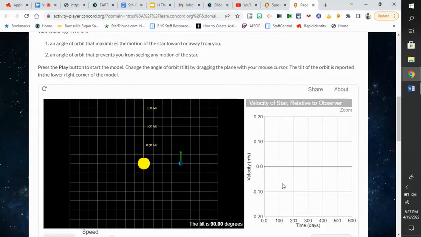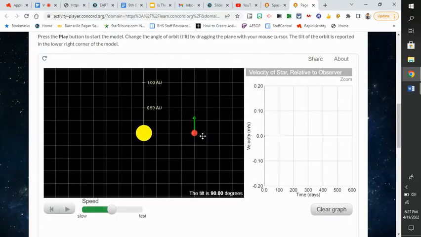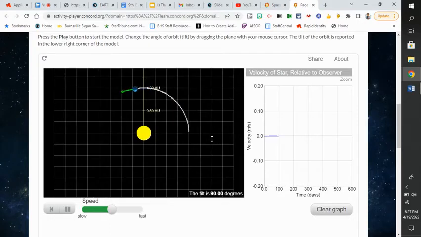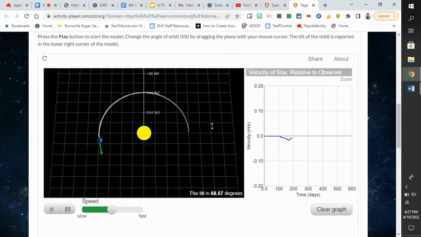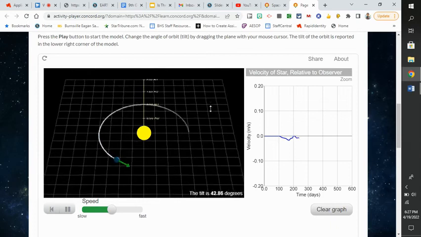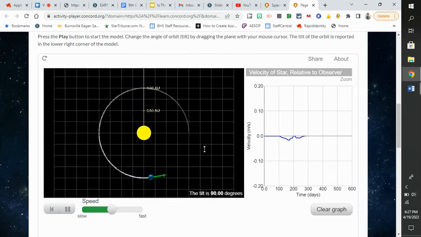Let's see if I can get that back to normal. Okay, I'm going to press the play button. Now you can tilt this by clicking on my touchpad and dragging it so I can change the angle. So here we're at a 90-degree angle. We're looking straight from above onto the star and planet.